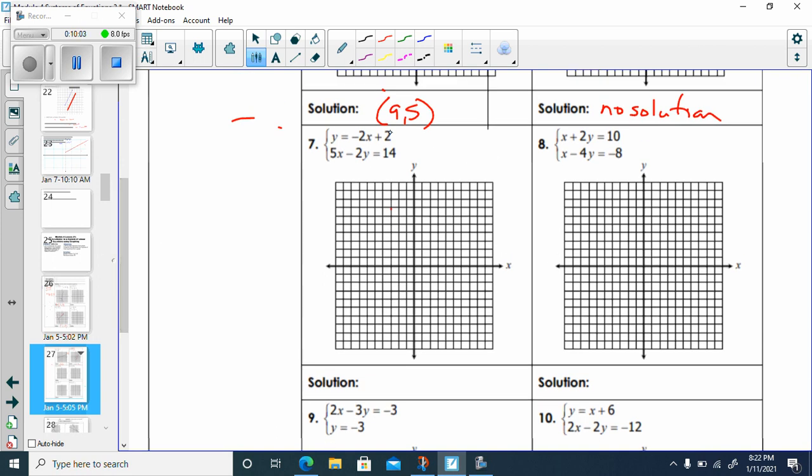Now, let's look at number 7 together. Number 7 is a little different. I can plot this first one pretty easily. It's in the form y is equal to mx plus b, right? 2 is our b, so we start there. Our slope is -2, so we go down 2 and over 1, down 2 and over 1, and we can draw our line.